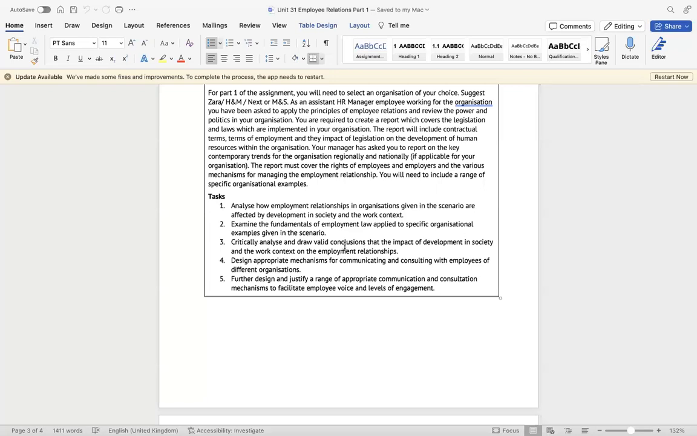All right. So that was the second task that you need to complete when you're approaching your assignment. For the third task, you critically analyze and draw valid conclusions that impact the development in society and the work context on the employment relationships.